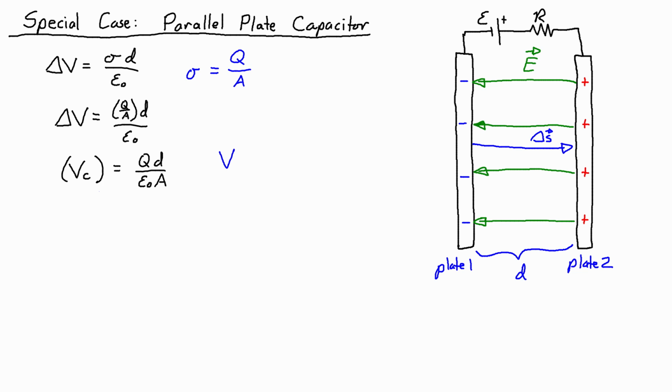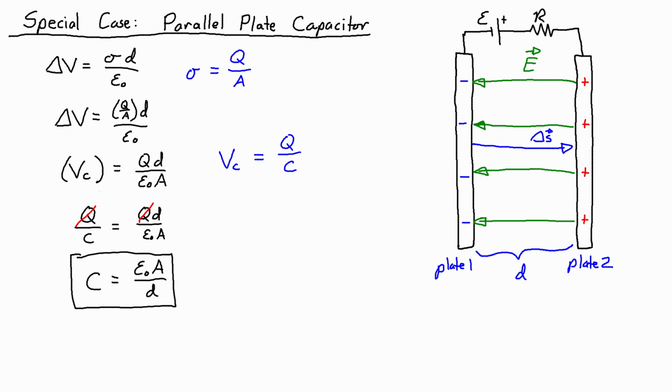But remember then the voltage across the capacitor is equal to Q divided by the capacitance. So I can substitute that in, and I have Q over C is equal to Qd over epsilon naught A. Then the charge Q's cancel out, and I can invert both sides to find the capacitance is equal to epsilon naught times A divided by d.